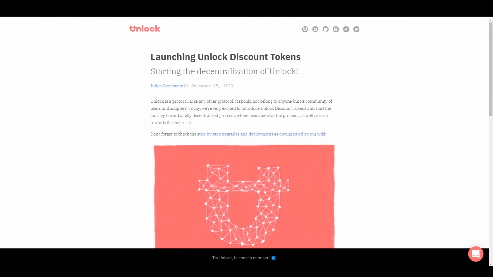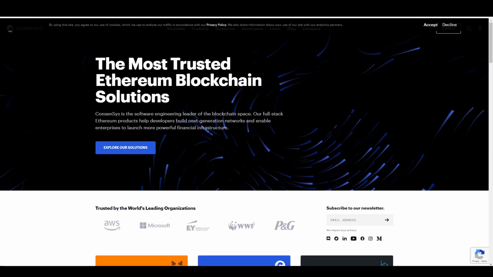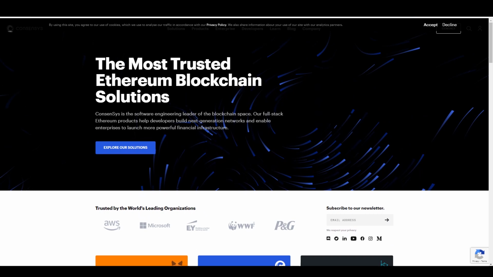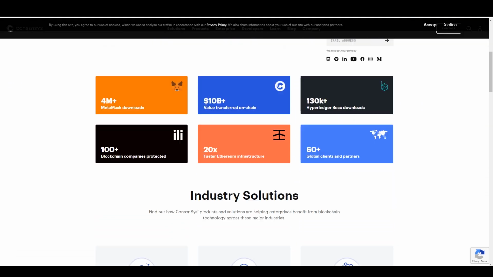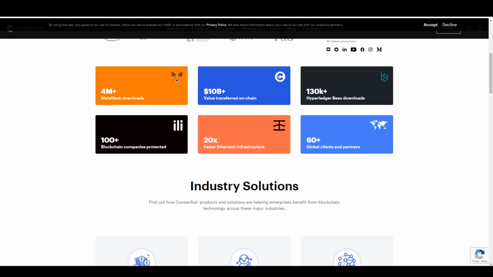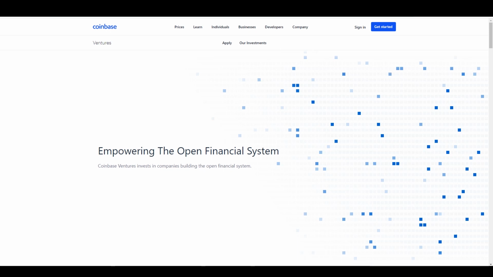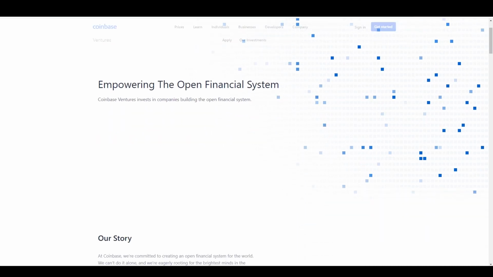So who else is invested in Unlock Protocol? Chances are Gary V is, but we don't know that yet. But Consensus. This is the parent company that actually owns and created MetaMask and a lot of other things, but MetaMask is a big one. So they are invested in Unlock Protocol. Another company that's invested is Coinbase. If you don't know what Coinbase is, it's one of the biggest and the first exchanges that was ever created and available for the public.